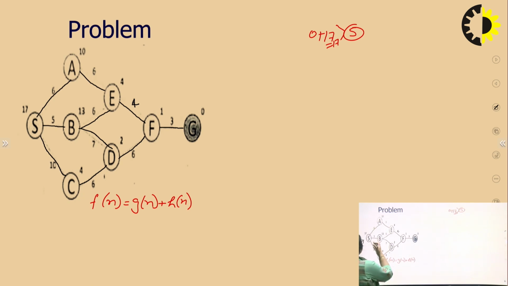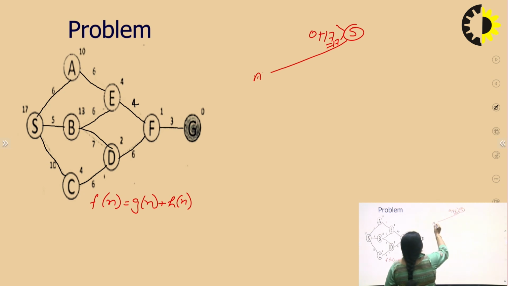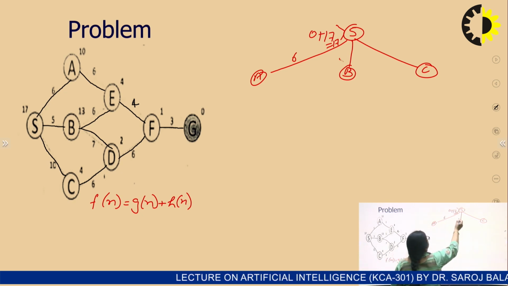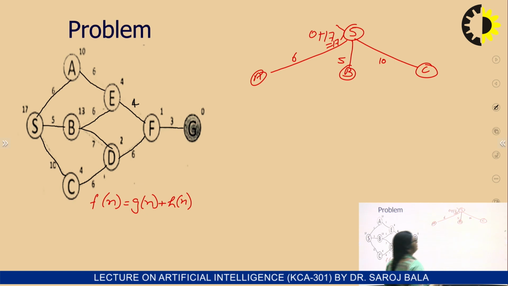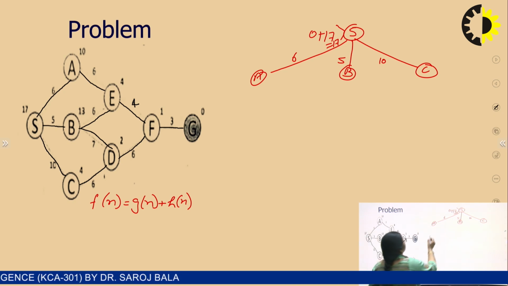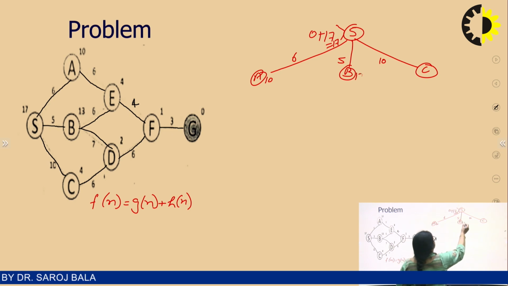What are the neighbors? A, B and C. So what are my 3 neighbors of S? One is A, another one is B, and the last one is C. Okay, what is now the cost paid to reach A? That is 6, to B 5, to C 10. This is the cost paid to reach. And what is the heuristic value of A, B, C? 10, 13 and 4.